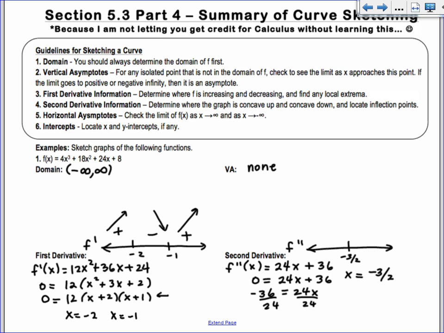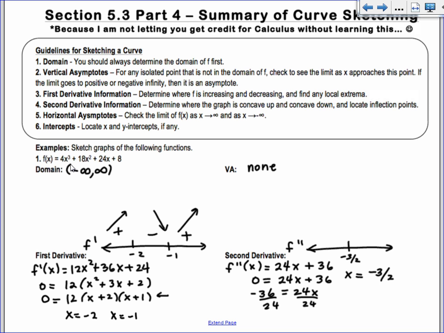This is concavity. What do you think it's going to be? Based on what shape it is, which is an x cubed, what do you think it's going to be? Down and then up. It better be down and then up, right? It better be. If you didn't get that, then you're wrong, right?